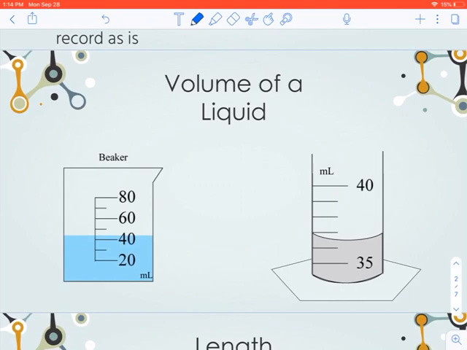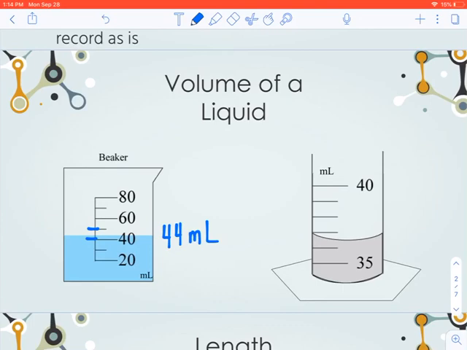Looking at this, we can see that it is over 40 milliliters, but it is under 50 milliliters. So that's what we can reliably read. So I want to estimate one more place value. It looks like maybe it's 44 milliliters. Your estimated value, your last significant digit, might be different than your lab partner's just because that last value is an estimation.